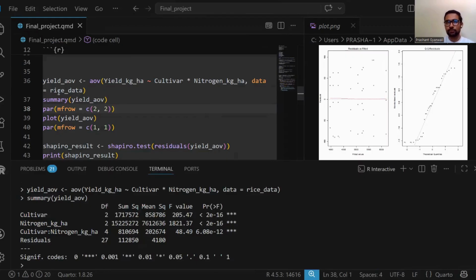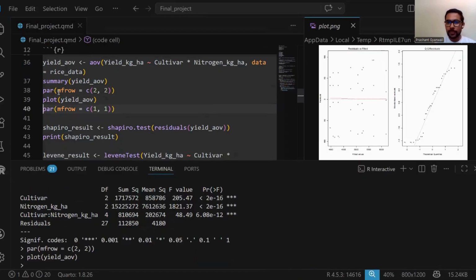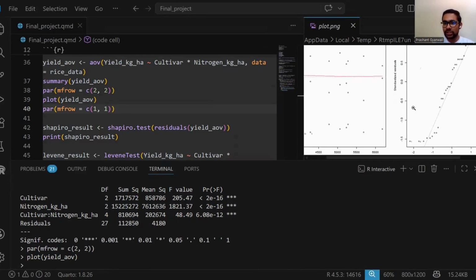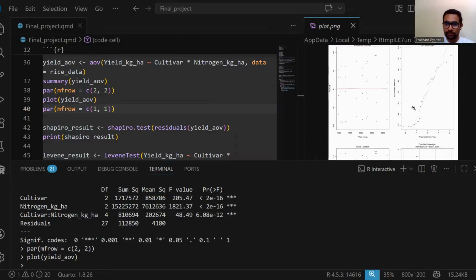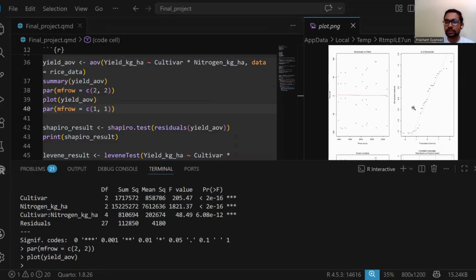For that, I use both the plots and also the formal tests. Looking at the plots, first of all, we can see that the residuals are homogeneously distributed, but the QQ plot shows that the residuals are not normal. But I did not run the Box-Cox transformation because ANOVA is somewhat resistant to non-normal residuals.